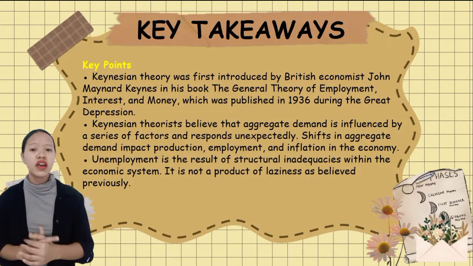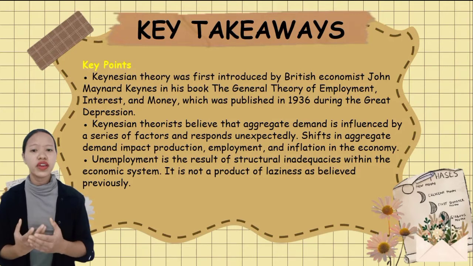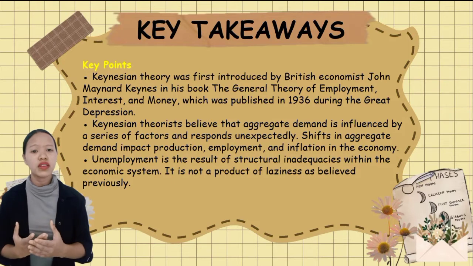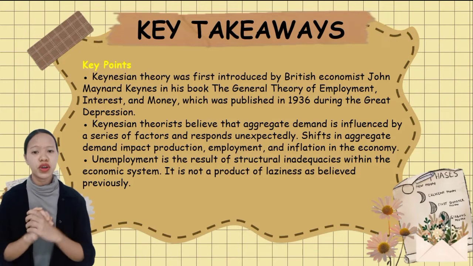So second is Keynesian theorists believe that aggregate demand is influenced by a series of factors and responds unexpectedly. So shifts in aggregate demand impact production, employment, and inflation in the economy. So Keynesian theorists believe that aggregate demand, which is the total demand for goods and services, is influenced by factors suddenly. So shifts in aggregate demand have an impact on production, employment, or inflation, which is the increase in prices in our economy.